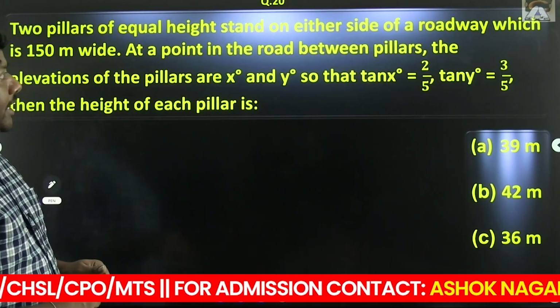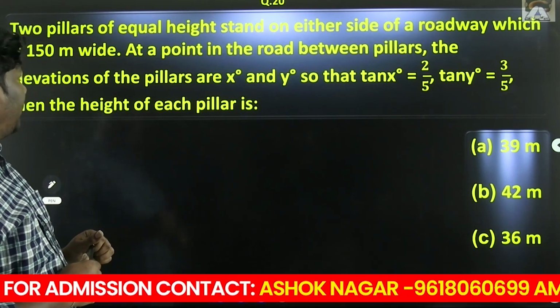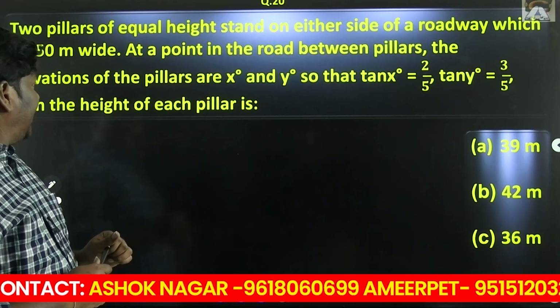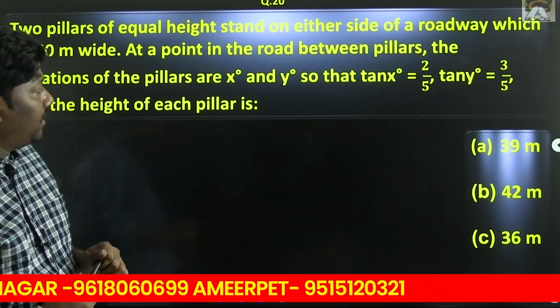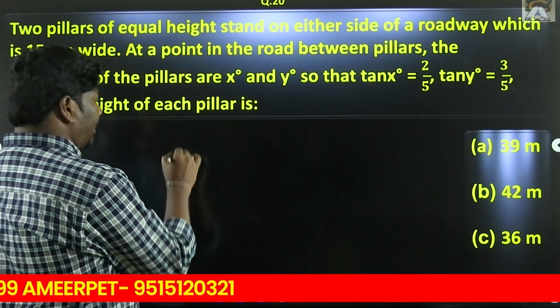2 pillars of equal height stand on either side of a roadway, which is 150 meters wide, at a point in the road between the pillars. The elevations of the pillars are x and y, and tan x is given as 2 by 5 and tan y is given as 3 by 5. Then the height of each pillar? 2 equal heights only given.